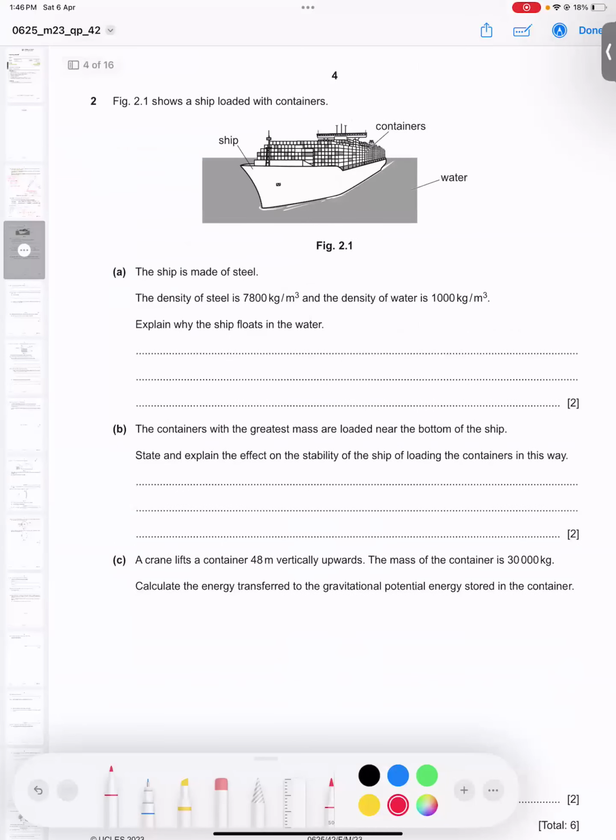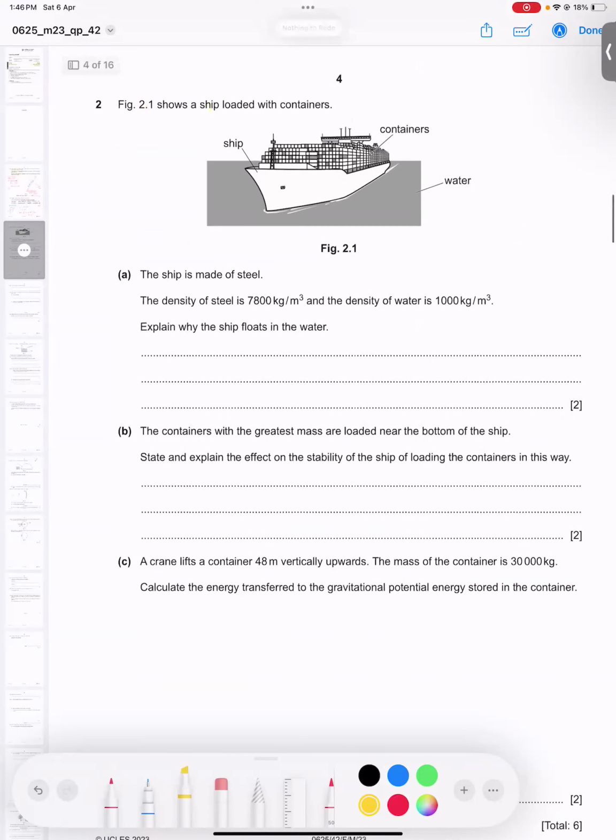Question number 2. In this question number 2, figure 2.1 shows the ship loaded with a container. The ship is made up of steel and the density of the steel is 7800 kilogram per meter cube and density of water is 1000 kilogram per meter cube. Explain why the ship floats in the river.